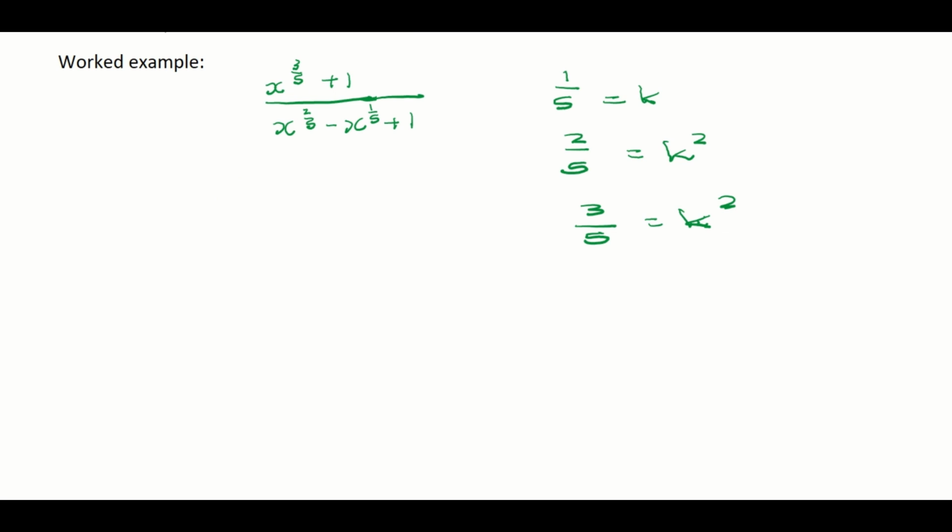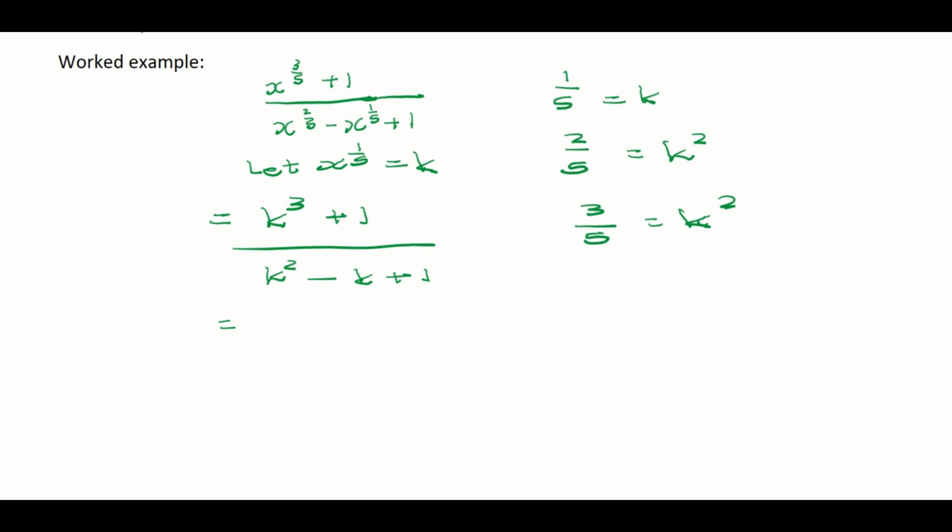We are first going to say let x to the power of 1 over 5 equal k. That means that x to the power of 3 over 5 is k cubed plus 1, all over, and x to the power of 2 over 5 would be k squared minus k plus 1. Okay, now this looks simple. Now you notice in the numerator we have a sum of 2 cubes.